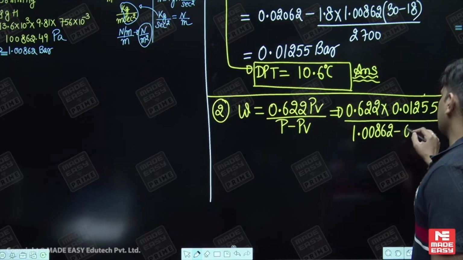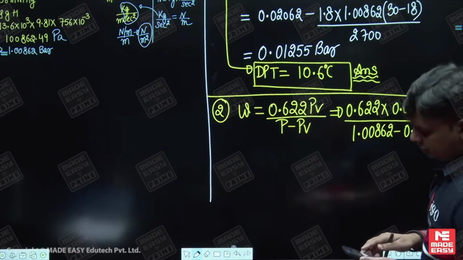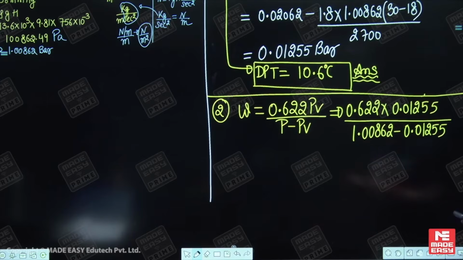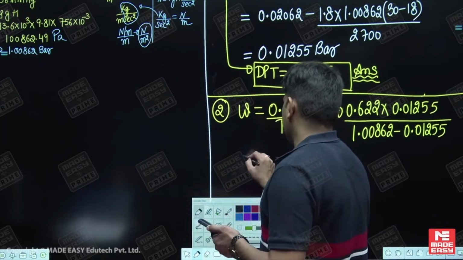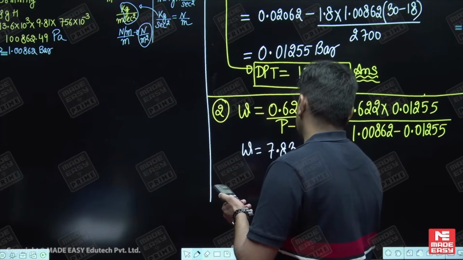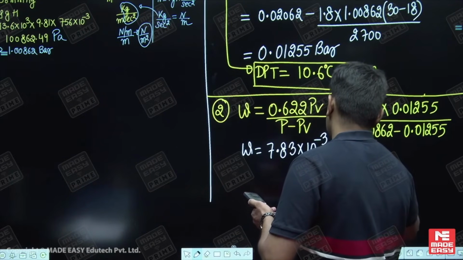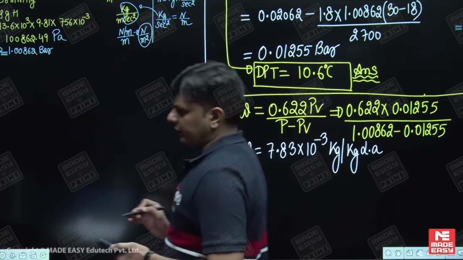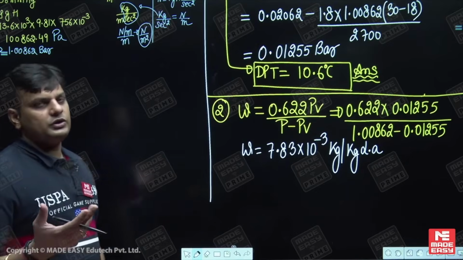So 1.00862, because omega, the specific humidity, is dimensionless. Please take care that both pressures should be in the same unit. Now you will get 7.83 into 10 raised to power minus 3 kg per kg of dry air. This is the value of the specific humidity, approximately 0.008.